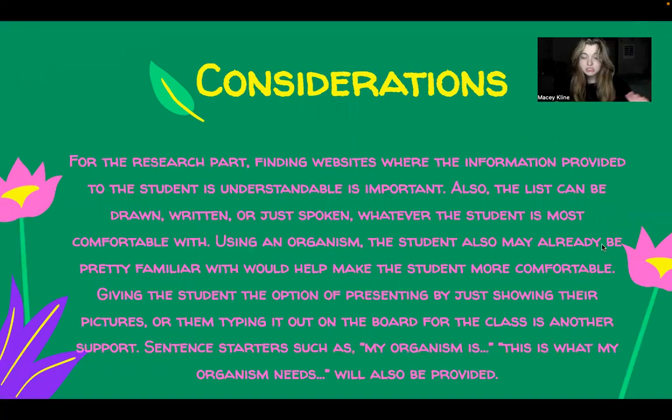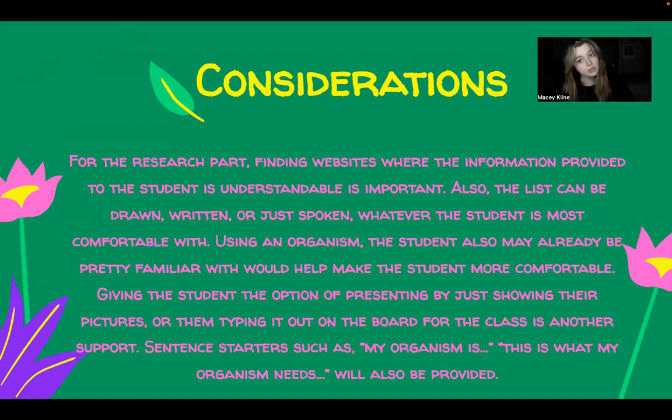Okay, my considerations. This did not come from my lesson plan. It actually came from my outline, and I thought it was very important to add, so I'm going to add it. Like I just said, finding websites where the information provided to the student is understandable is important. You're not going to throw a kid out there to do a Google search that they can't even read.